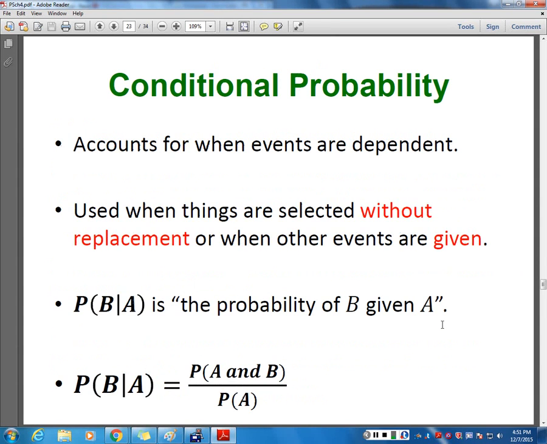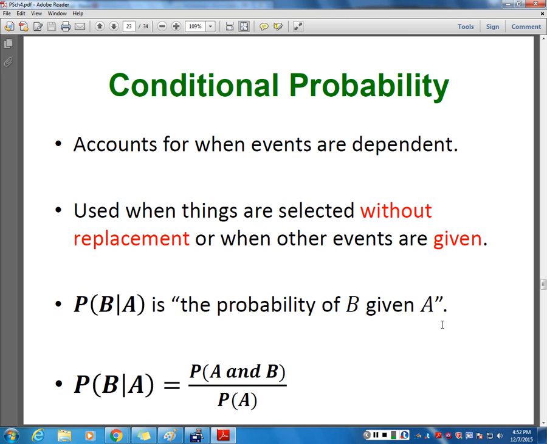Conditional probability accounts for when events are dependent. It's used when things are selected without replacement or when other events are given. Without replacement means you take something but you do not put it back. You did not replace it. Given means that you are assuming a particular condition. Notation-wise, probability of B given A is shown by P of B, vertical line A. And with the formula, that's equal to the probability of A and B occurring divided by the probability of A occurring.